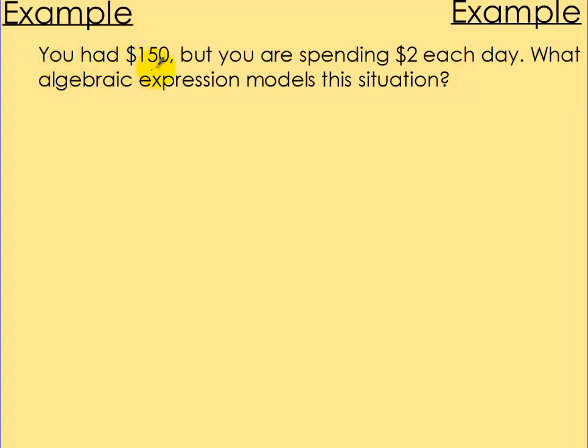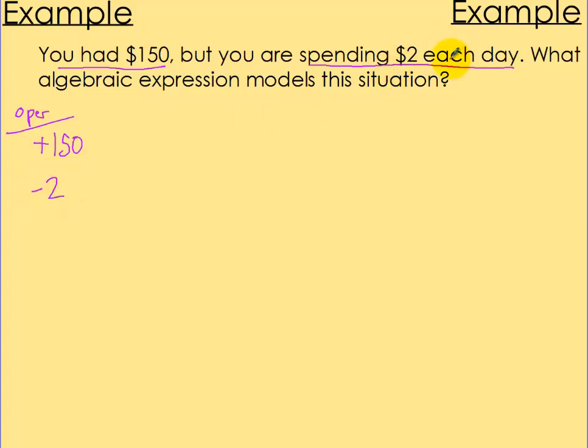At the start it says you had $150, so you have that at the start. For operations, I'm going to say that's a plus 150, because that's what you start with. It says you're spending $2 each day. When you spend, that means you're losing that money, so it's subtracting 2. So it's a -2, but it's each day.